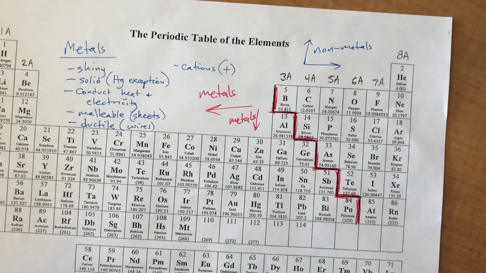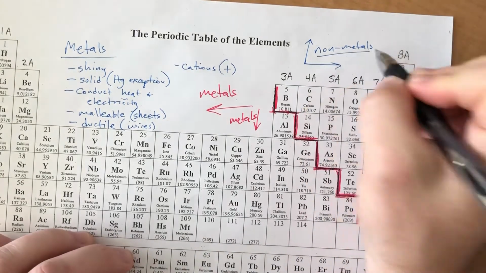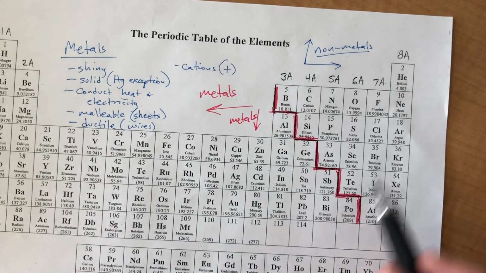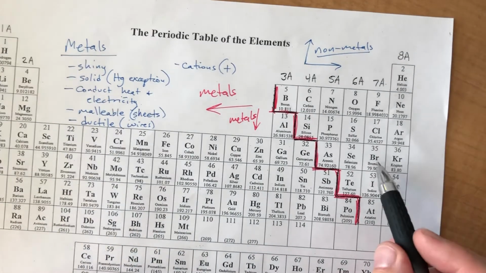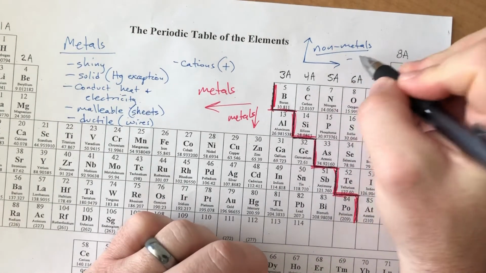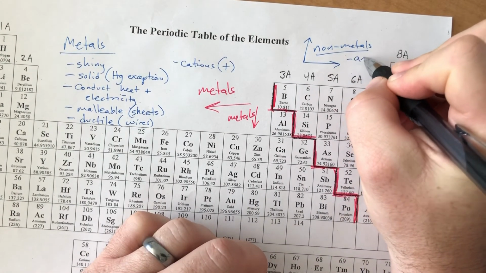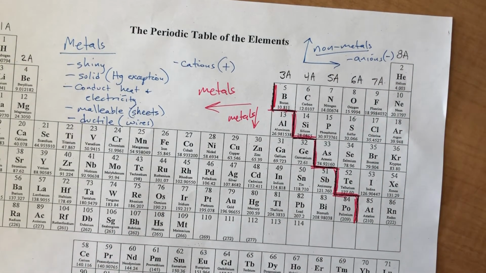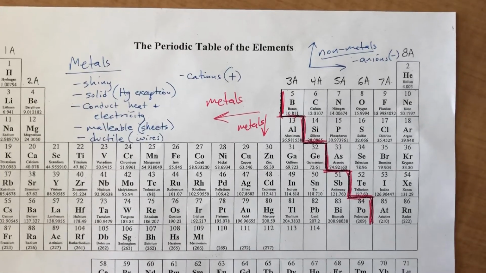Non-metals don't really have a lot of similar characteristics. They kind of don't share, and they're all kind of unique. Some of them are gases, some of them are solids. Bromine is a liquid. They aren't really shiny necessarily, but maybe they are, some of them. They don't really conduct heat and electricity real well. They don't really form sheets and wires, but some of them might. The main characteristic that they share is that they tend to be anions, which means basically negative charges. That's about the only similarity between these.